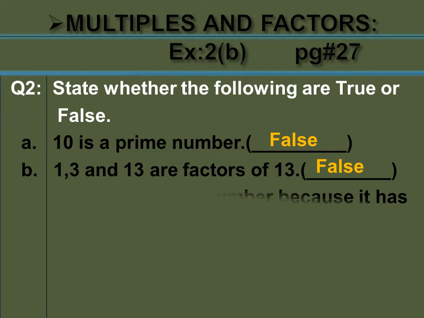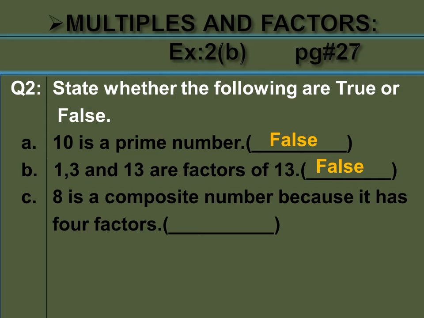Now we will move to the next part. Part C. 8 is a composite number because it has 4 factors. For checking this statement, first we will write all factors of 8. Dear students, when we write the factors of 8, it is clear that 8 really has 4 factors, that is 1, 2, 4 and 8. So the statement is true.